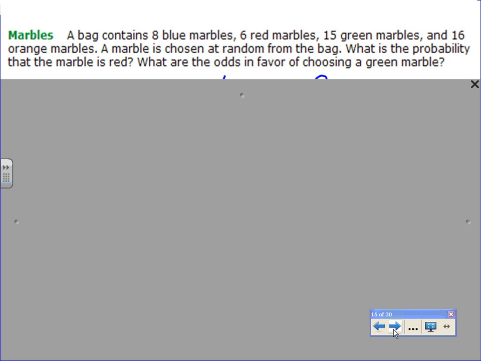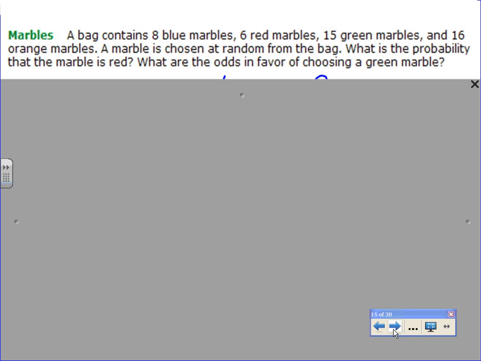It says, part A, a marble is chosen at random from the bag. What is the probability that the marble is red? So part A is, there's 45 total. What is the probability that the marble is red? Part B, there's 45 marbles total. Part B, what are the odds in favor of choosing a green marble? So I need both of your answers before you hold it up.